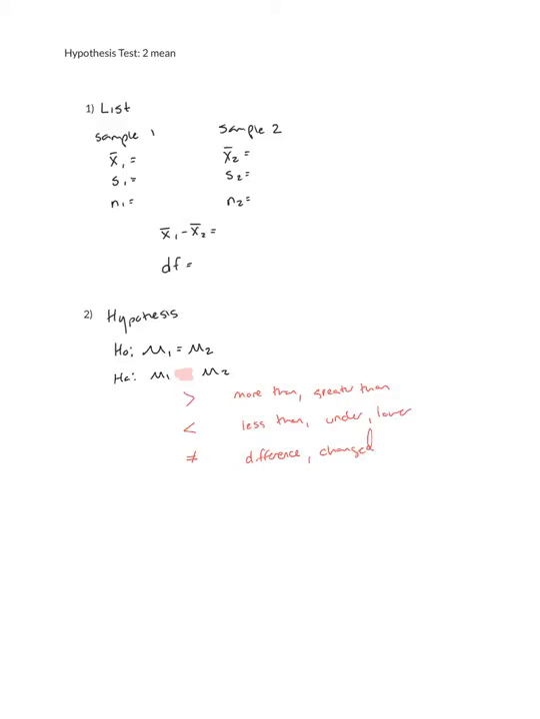Keep in mind here that these top two are 1-tail, which means I'll use the t-table just as written, and this bottom one here is a 2-tail. And what that means is once I find that p-value, I will double it.